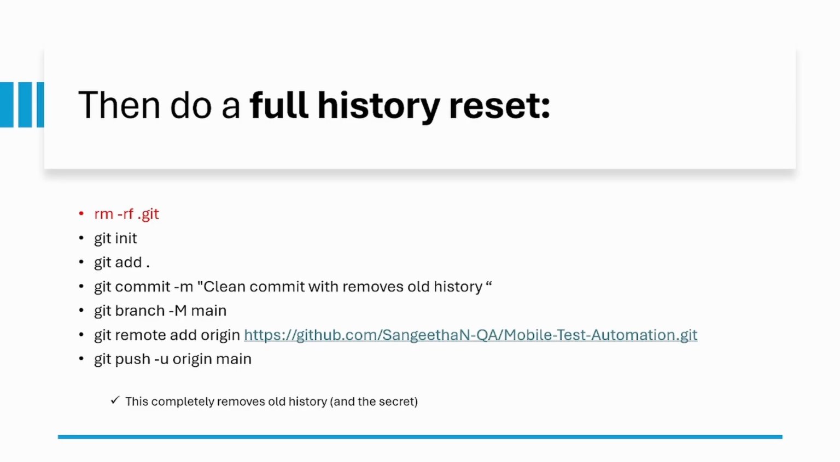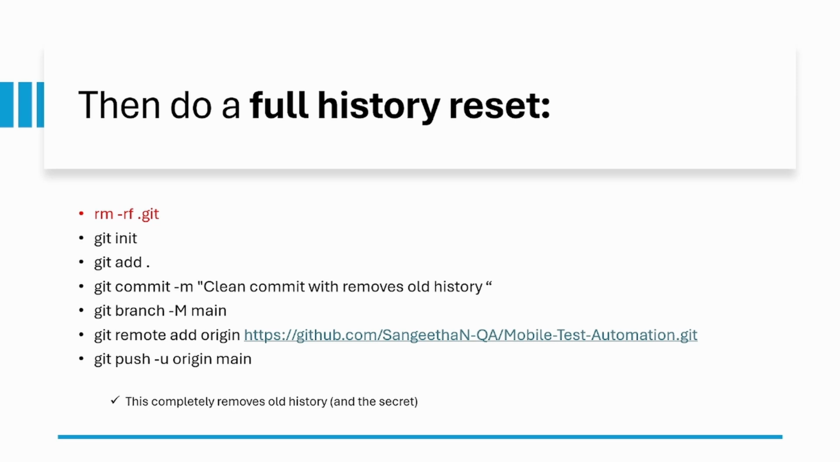So then I reset the full history. Before, I just removed the cached files. Here you can see, highlighted in red, rm -rf .git. I'm completely resetting the git history. Again I initialize git, add those files and commit with the commit message "clean commit with removes old history". Again I switch to the main branch.